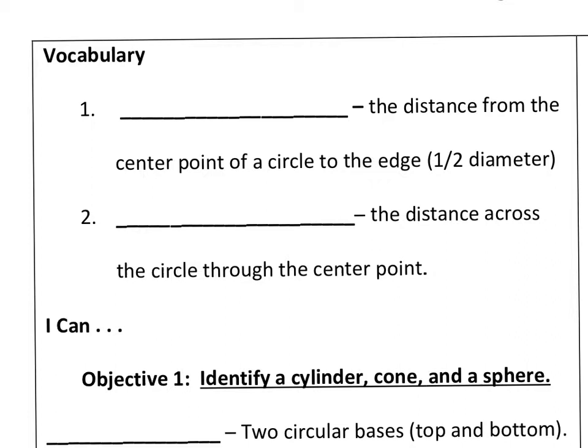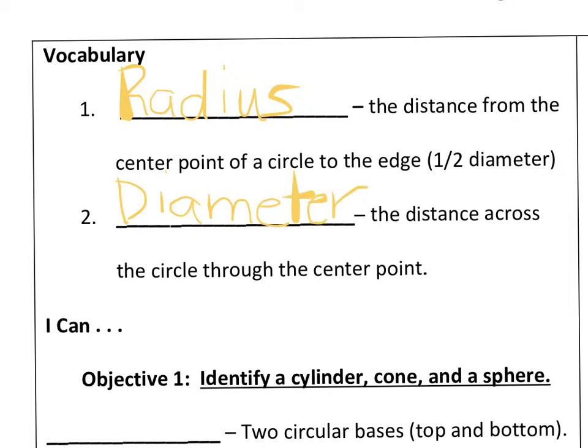We're going to be finding volume of circular objects, so remember that radius is the distance from the center point of a circle to the edge of the circle. Remember, it's 1/2 of the diameter. Diameter is the distance across the circle through the center point. In all the formulas that we use for volume of circular figures, radius is in the formula, but sometimes they'll give you the diameter, and you need to remember to take half of that diameter to have the radius to use in the formula.